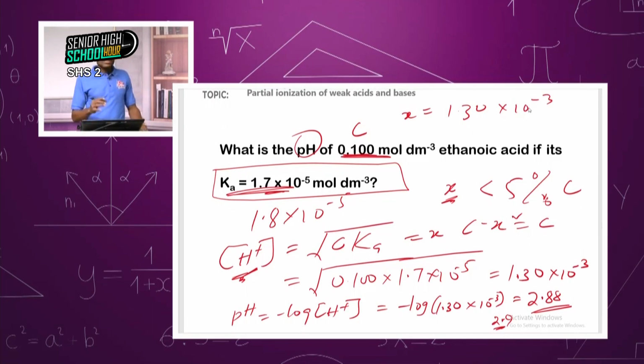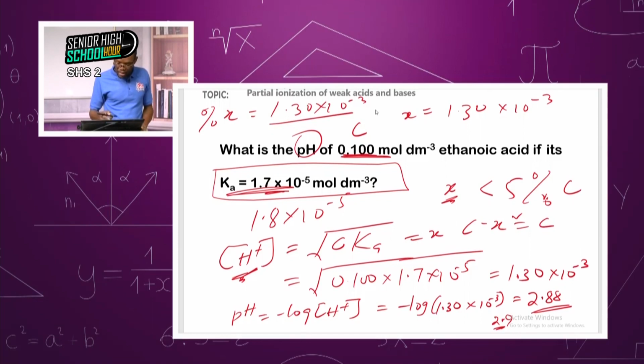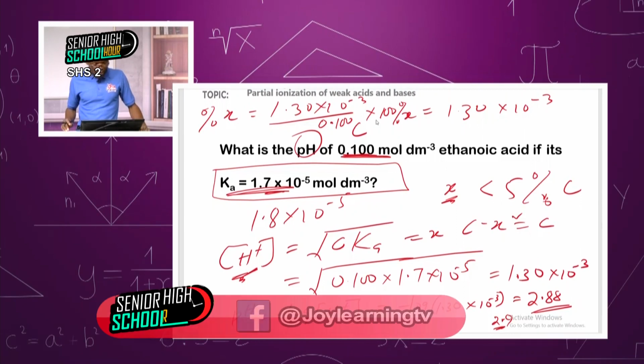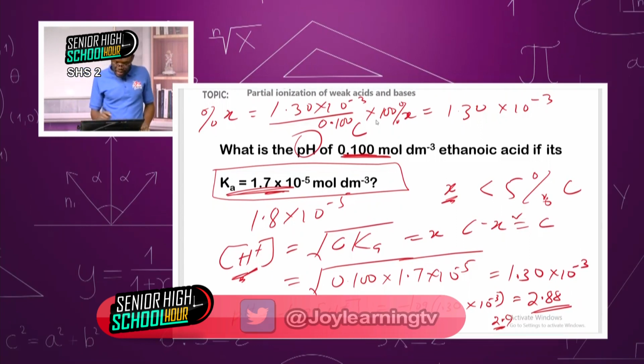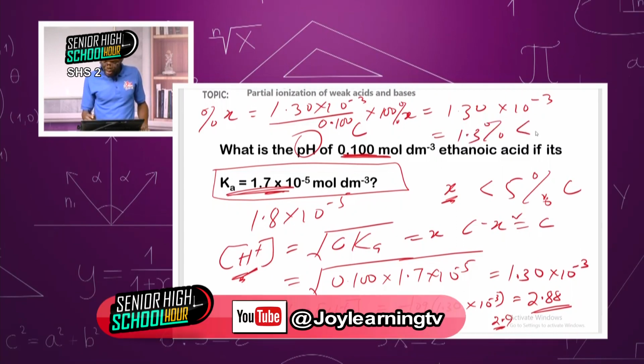So we can find the percentage X. Percentage X equals 1.30 times 10 power negative 3 over the initial concentration, times 100%. So let's see. We are testing a hypothesis. 1.3 times 10 power negative 3 divided by 0.1 times 100. You see, the percentage value for X is 1.3%, which is less than 5%. So it means that our assumption is valid.